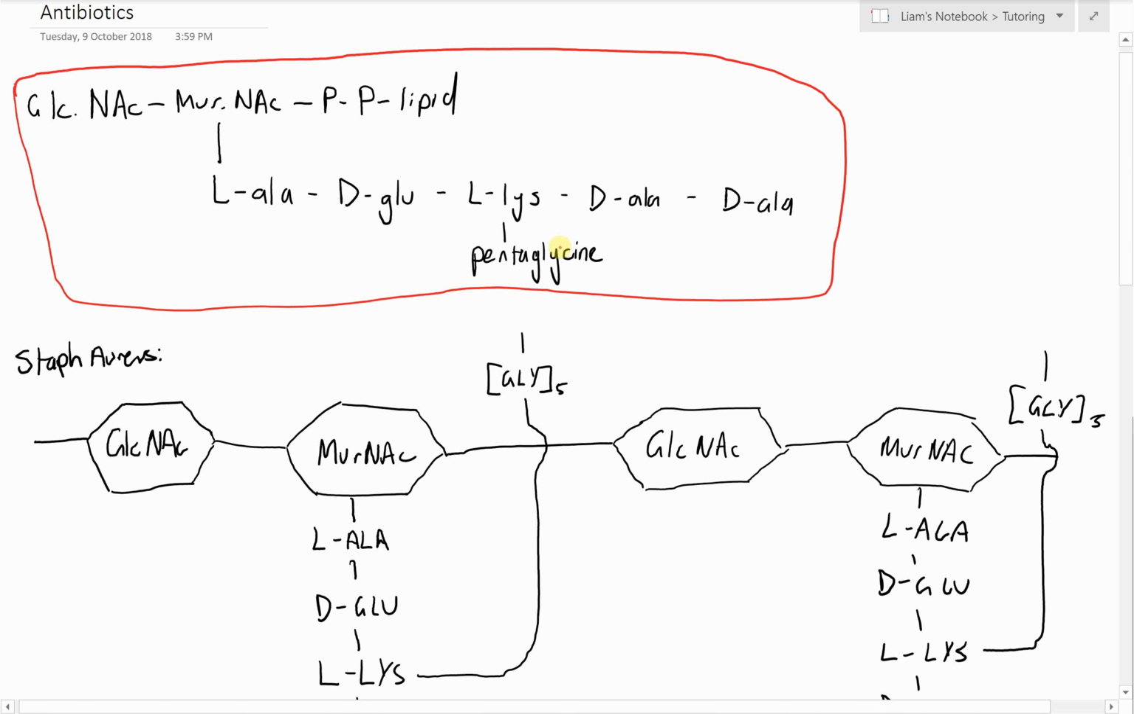We've also got this pentaglycine chain here. Coming off our lysine residue, we have 5 glycine residues, and you will see why that's important in a sec. These precursor building blocks are manufactured inside the cell, and then specific transporters move them outside of the cell, where there are enzymes involved in actually building up that cell wall. This is specifically the Staph aureus building block. There are some differences between bacterial species.